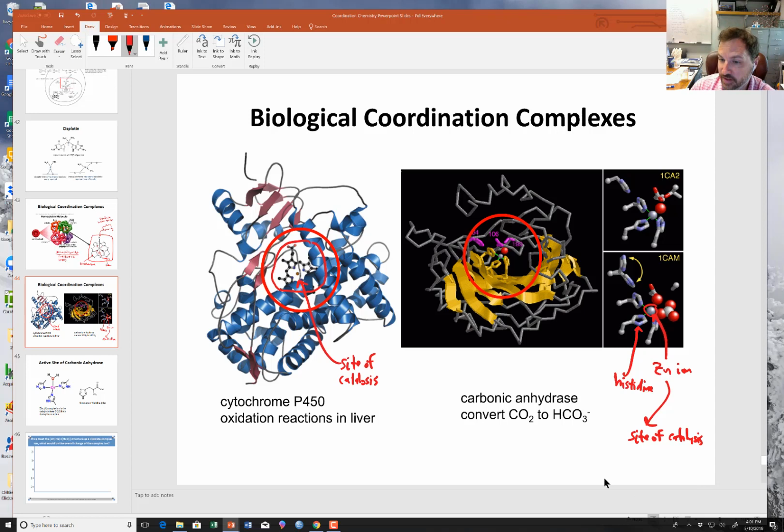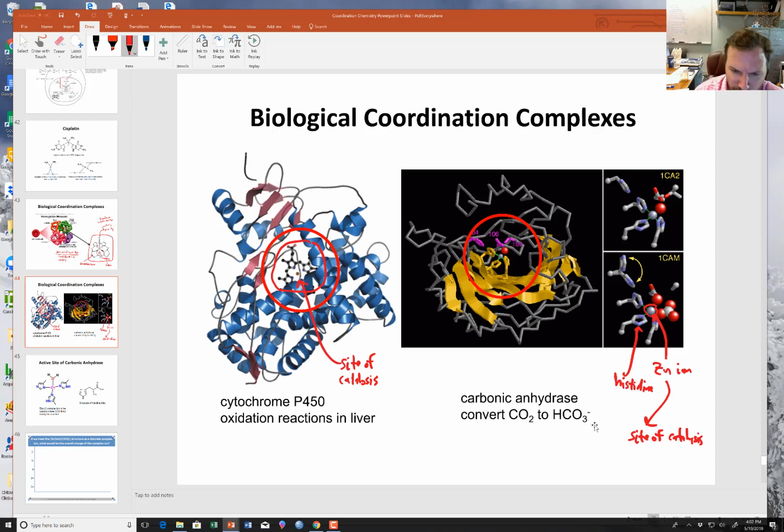Okay, so in this case, very specifically, the zinc is catalyzing the conversion of carbon dioxide to HCO3 minus. So this is very important in regulating the amount of CO2 that is present within a cell or within the bloodstream. And we can also then regulate the blood buffer. So we can regulate the amount of HCO3 minus, which is an important part of the blood buffer. So this enzyme is very important in maintaining those levels.